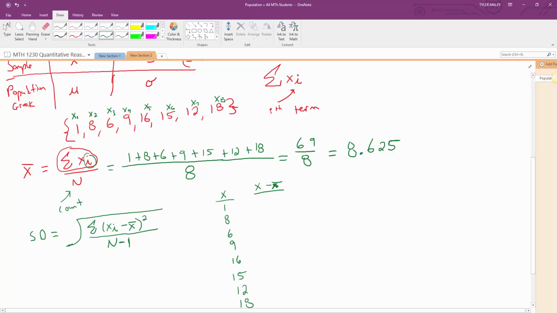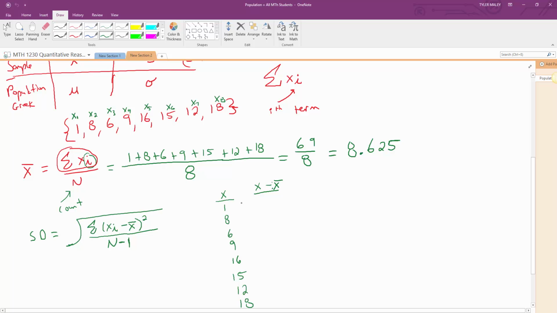right? In one of your concept checks, you have to calculate the distance from the mean for every data point. So that's what this is doing. I want to take 1 minus the mean, 8 minus the mean, and so forth, right? So we can calculate those.